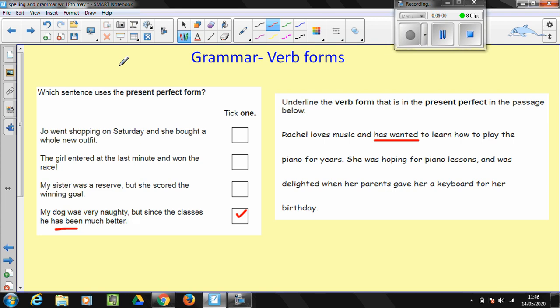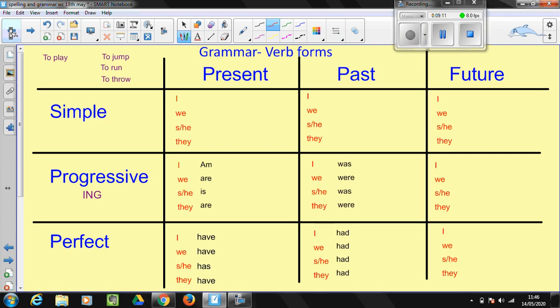This is a really tricky concept we've looked at today. Hopefully you've started to get a bit more of an understanding, but we'll probably still need to do some more work on verb forms. Remember those top tips I gave you from this slide? Progressive is ing, perfect present, have and has, and perfect past, had.